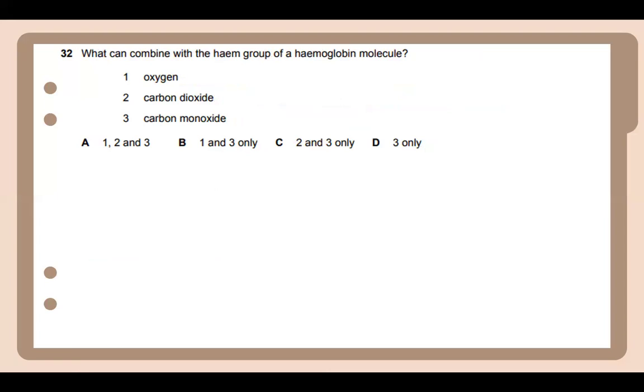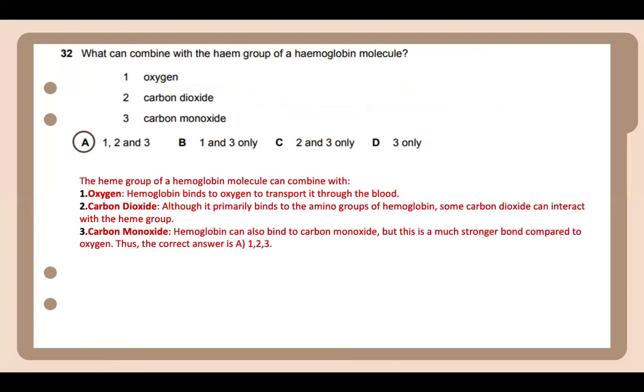What can combine with the haem group of the hemoglobin molecule? We have all: oxygen, carbon dioxide, and carbon monoxide. Oxygen, where hemoglobin binds to oxygen to transport it through the blood. Carbon dioxide, although it primarily binds to the amino group of hemoglobin, some carbon dioxide can interact with the haem group. And finally, carbon monoxide, where hemoglobin can also bind to carbon monoxide, but this is a much stronger bond compared to oxygen. So as a result, the answer for this question will be all.